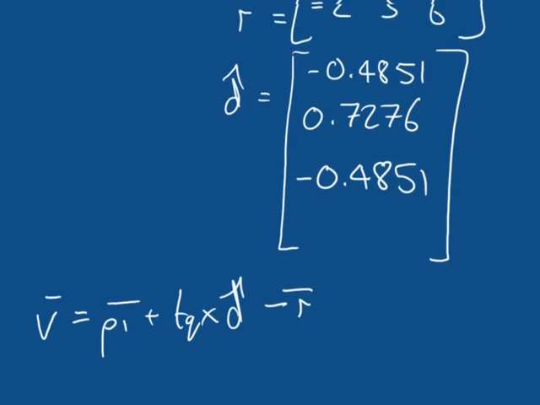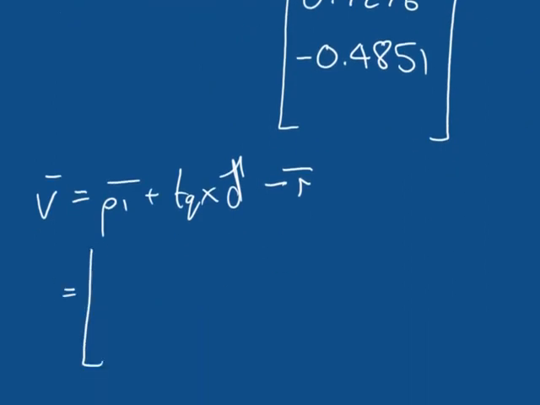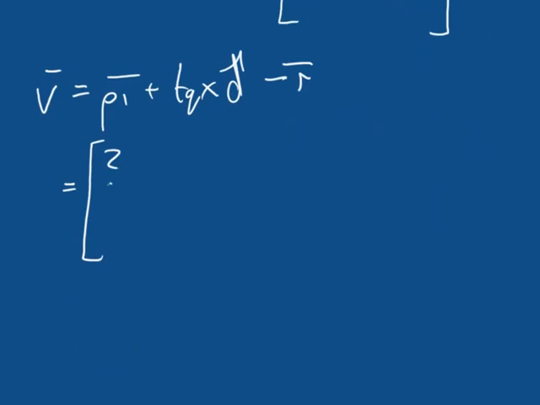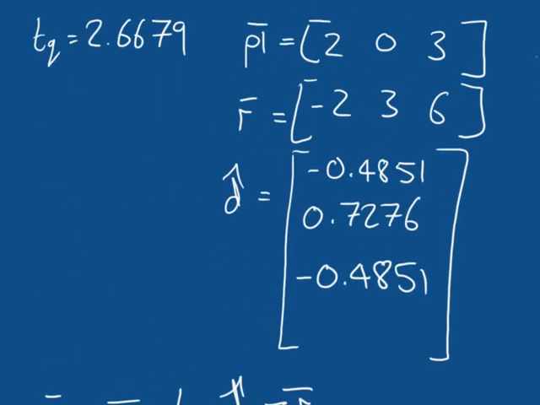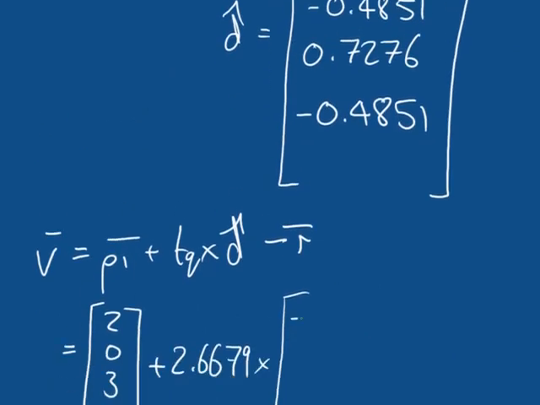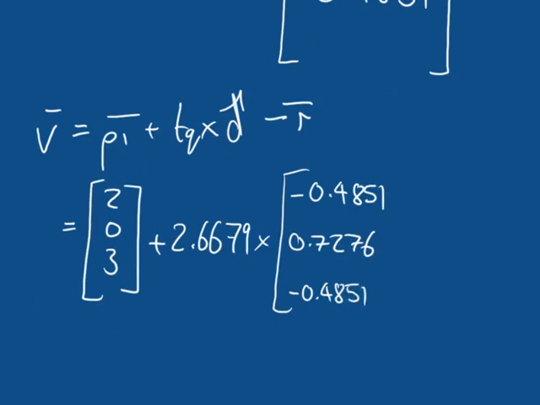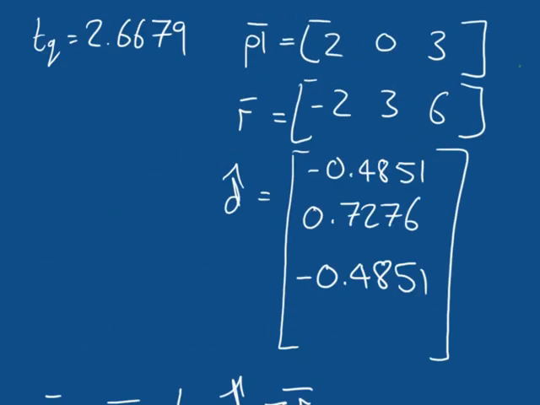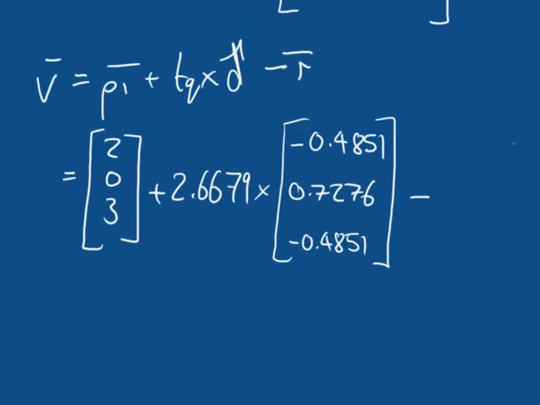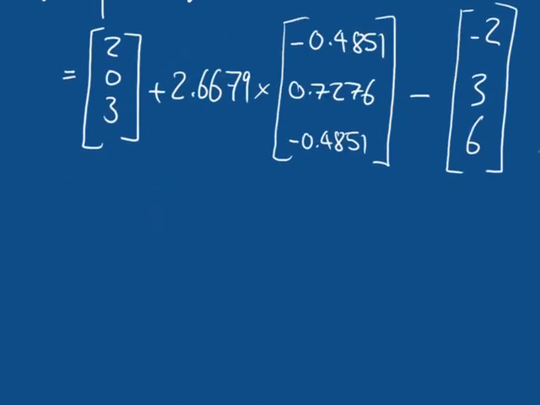minus R. So we can put all of these pieces of information into that equation. So V is equal to P1, which is 2, 0, 3, plus TQ, which is 2.6679, multiplied by D, which is minus 0.4851, 0.7276, and minus 0.4851. And then we're taking away from that r, which is minus 2, 3, and 6. Fantastic. So let's evaluate this now.